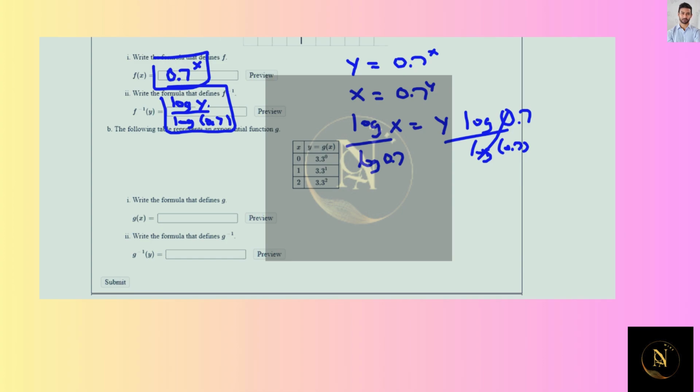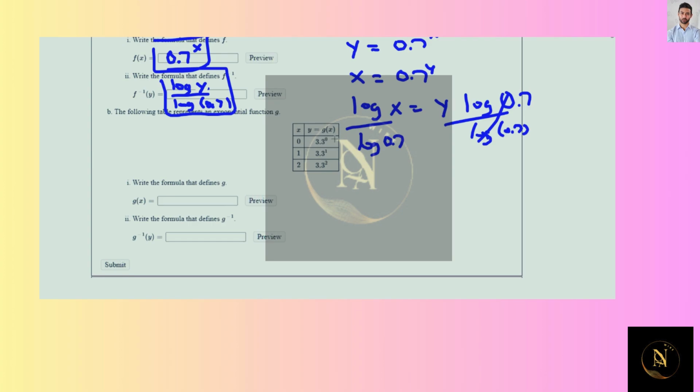Okay, so the following table is an exponential function. When x is 0, it's 3.3 to the 0. When x is 1, it's 3.3 to the first, 3.3 to the second. So this would just be 3.3 to the x. The formula for the inverse then would be log of y over log of 3.3.